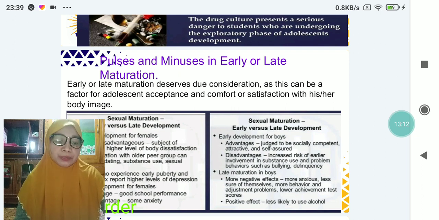The drug culture presents serious danger to students who are undergoing the exploratory phase of adolescent development.